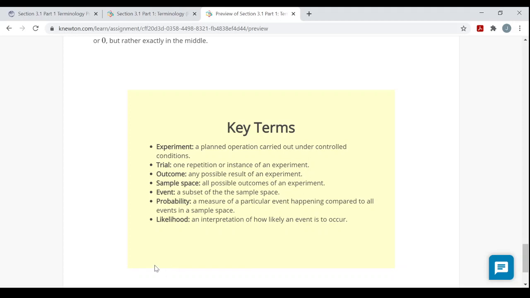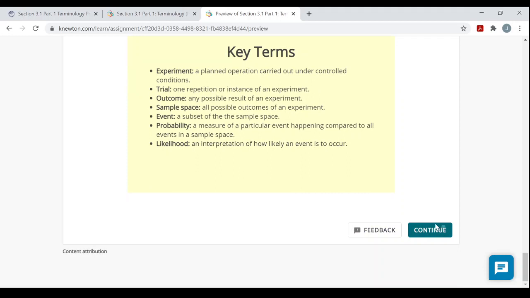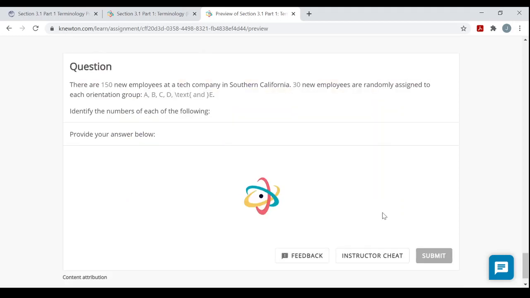All right, again, some key terms. I've already read these to you. Let's continue on with a problem hopefully related to these new definitions.